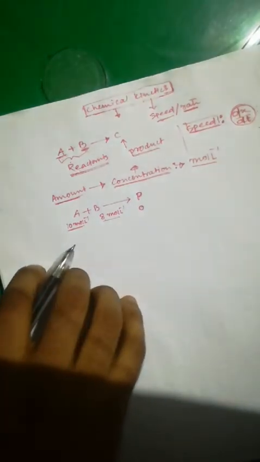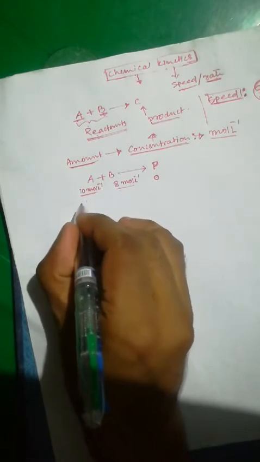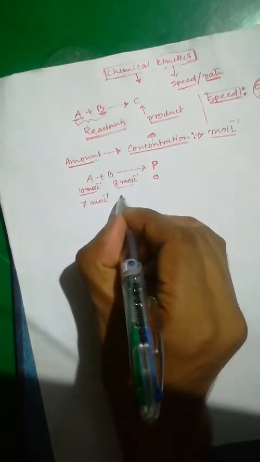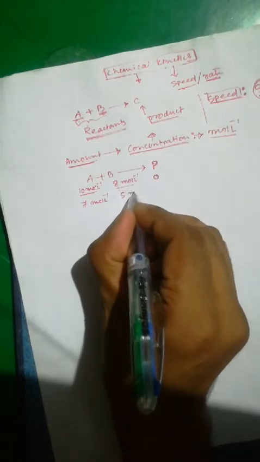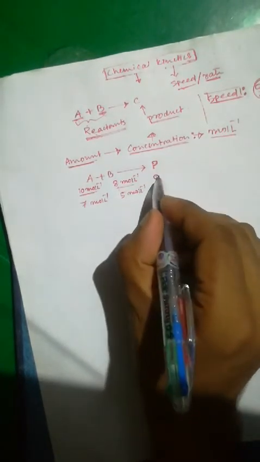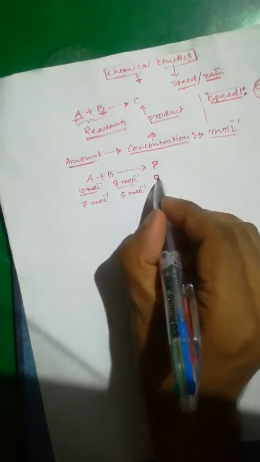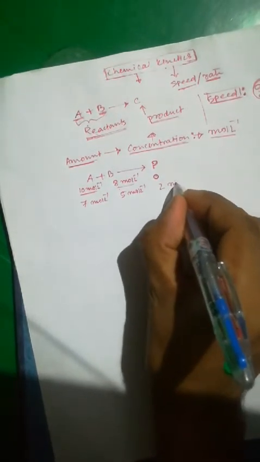So after some time, when these two reactants start reacting, the concentration of A will decrease and the concentration of B will also decrease, and the concentration of P will increase from 0 to some value. Suppose the concentration of A decreases from 10 to 7 mole per liter, the concentration of B decreases from 8 mole per liter to, let it be, 5 mole per liter, and the concentration of P increases from 0 to, suppose, 2 mole per liter.